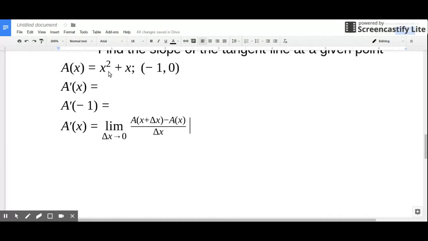All right, so the first thing we want to do is find the derivative, and that means that we're going to have to deal with this delta x up here.